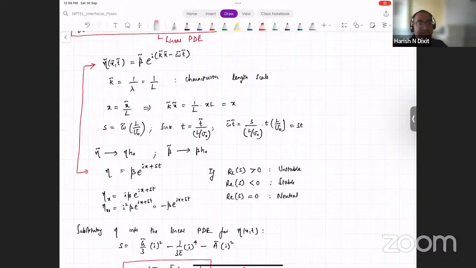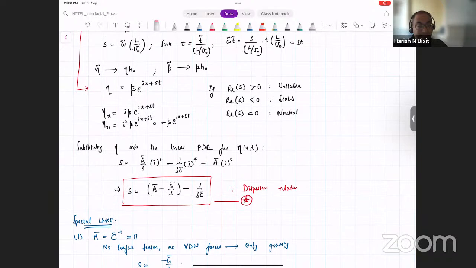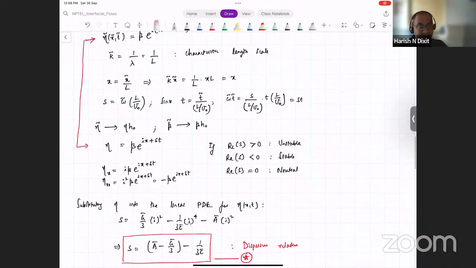K tilde x tilde gives me x. So in other words, what I've really done is I've done it in a non-dimensional form. That's why there is a wavelength, but this wavelength is unity. The reason it's unity is because everything is scaled with respect to that wavelength.